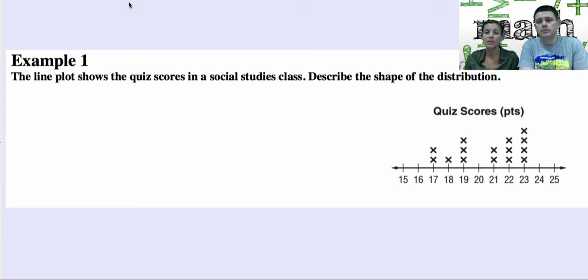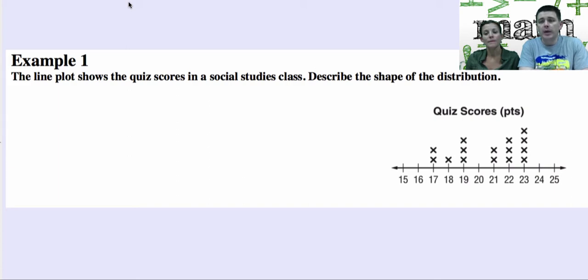We need to make sure that there are enough X's to actually make a cluster. If 17 and 18 only had one X, then we would not include that. But we have two clusters in this line plot, from 17 to 19 and from 21 to 23. Notice each of those things that we've described, we've told where on the number line those things are falling. We're giving the left and right hand edges of each of those things.